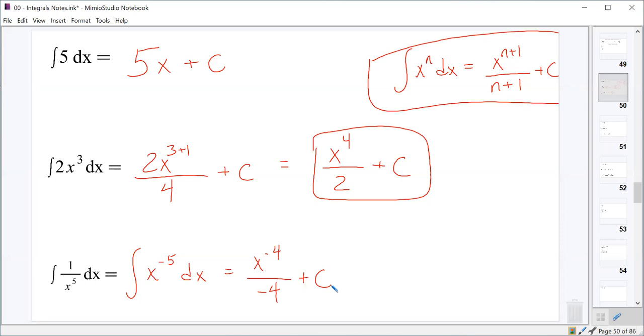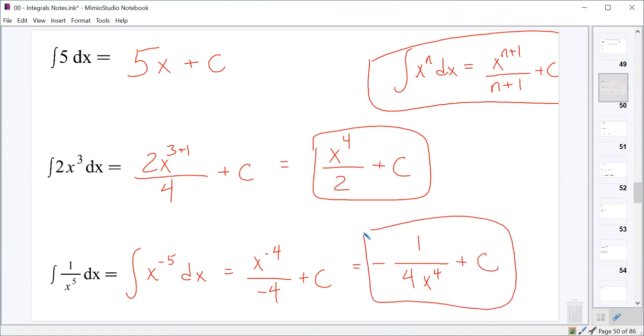This answer is fine. It doesn't look real great. It's going to be better most often if you write it like this, dropping that x to the negative 4 to the denominator. But either way is good.